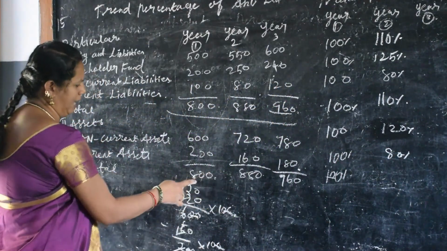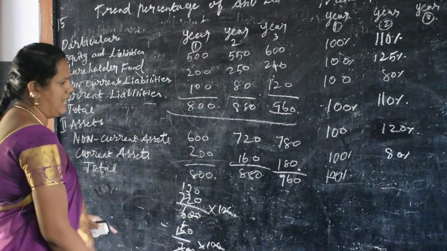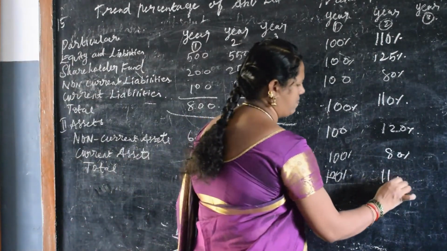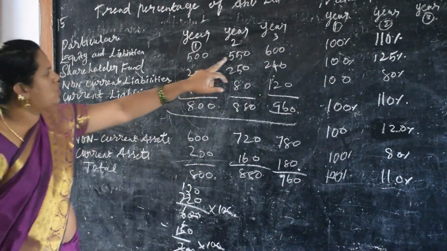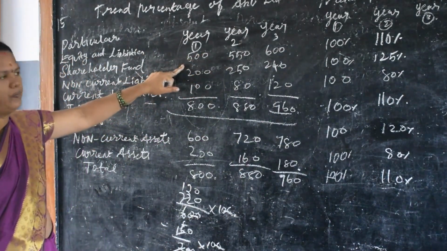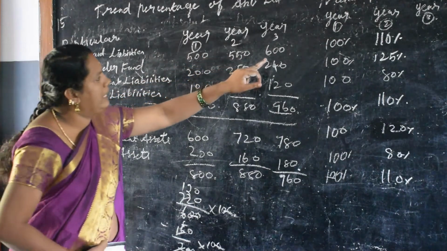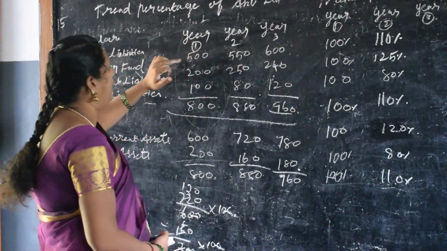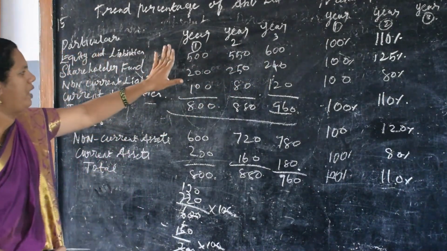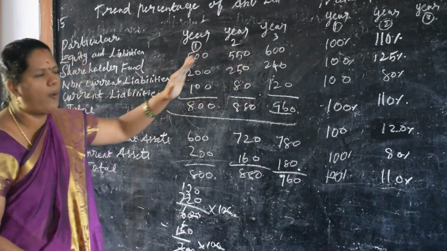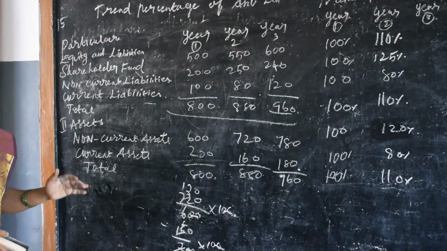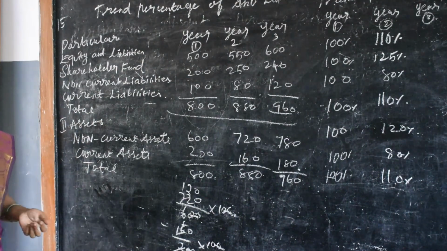Again, 880 by 800. I find out it is 110 percentage. Okay, that's all. The year 2 divided by year 1, and for the year 3 also, year 3 divided by year 1. The base value is year 1 only, for the year 2 and the year 3. The denominator value is the same in the trend percentage, that is year 1.